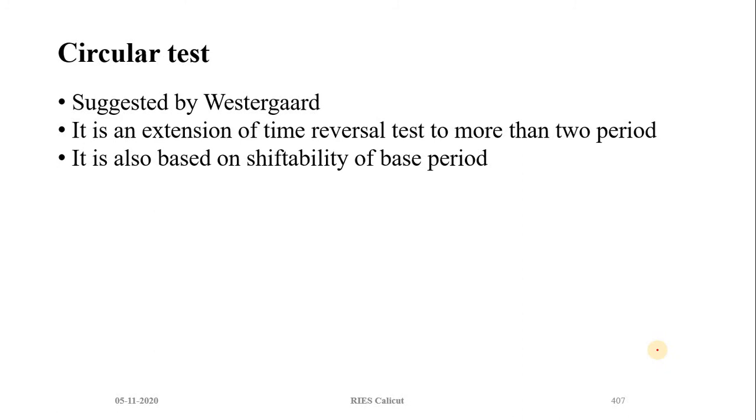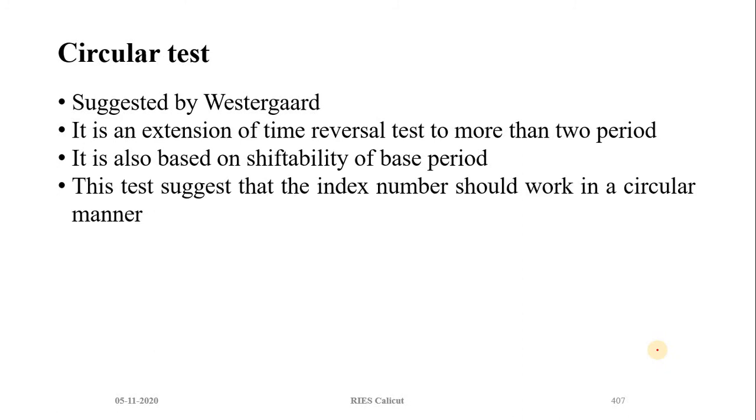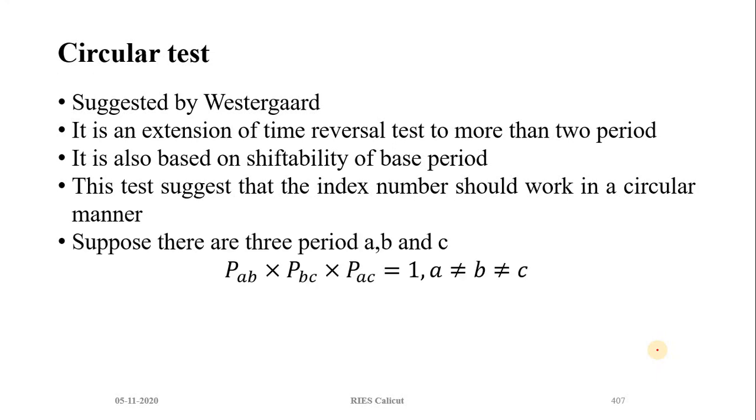Now this test suggested that the index number should work in a circular manner. What is a circular manner? It is like this. Suppose there are three periods, you have data for three periods. You take the first period as A, the second period as B, and the third period as C.